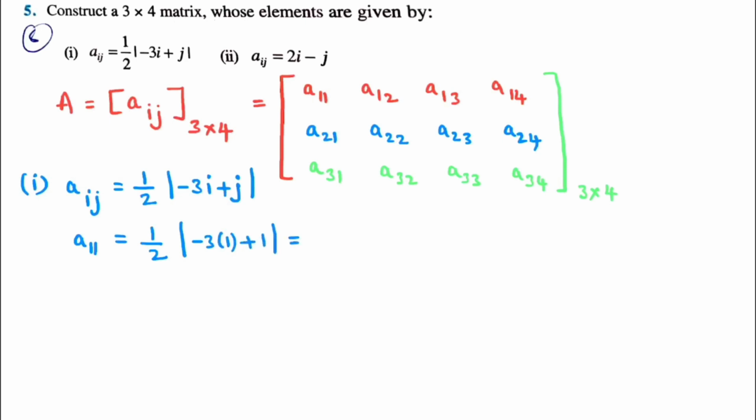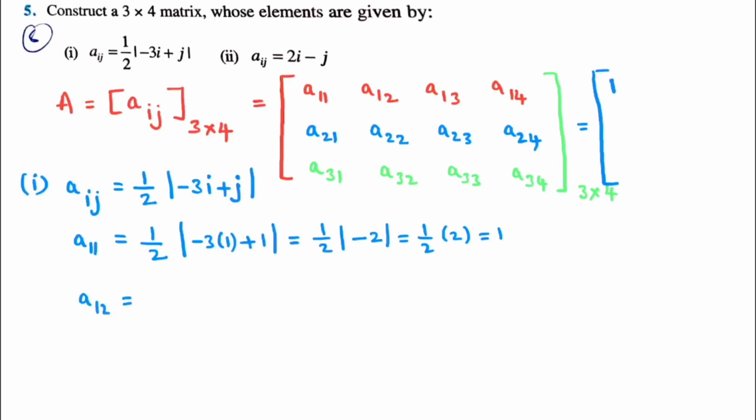Okay, that is equal to 1 by 2 into modulus of minus 3 plus 1. Minus 3 plus 1 is minus 2. Right? So modulus of minus 2 is what? Modulus of minus 2 is 2 only. Right? That is 2 by 2 is 1. So we calculated the first element of this matrix. What is this? This is 1. Okay. A11 is over. Next what to calculate? I'll calculate A12. Okay.